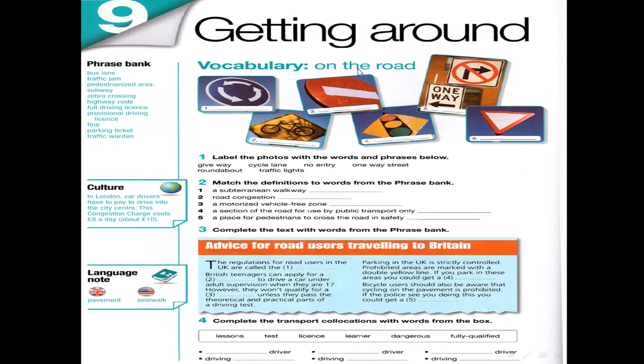Vocabulary. The title here for this exercise: On the road. These are the signs that we usually see on the road. The question is, 1. Label the photos here with the words and phrases below. Use these words and phrases to label these photos, right?